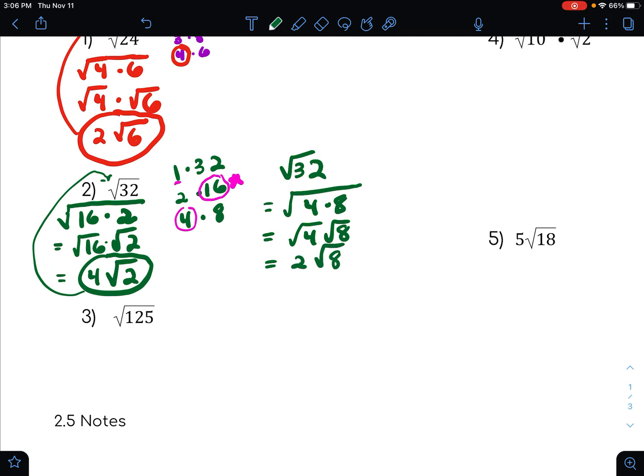So you get to this point and think, oh, I'm done, that's a simplified square root form. Actually, it's not, because 8 still has a perfect square factor, 4.